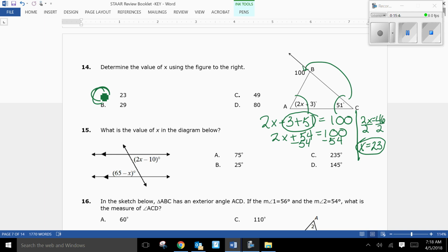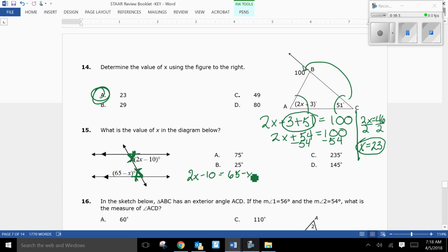Number 15, what is the value of x in the diagram below? So if I look at this, I might want to use my patty paper to look at my two angles here. So my two angles here, if I traced my angles, the little, kind of like the little triangles or the corners, I would see that they are the same size, that they're congruent or equal. So I can say 2x minus 10 will equal 65 minus x.